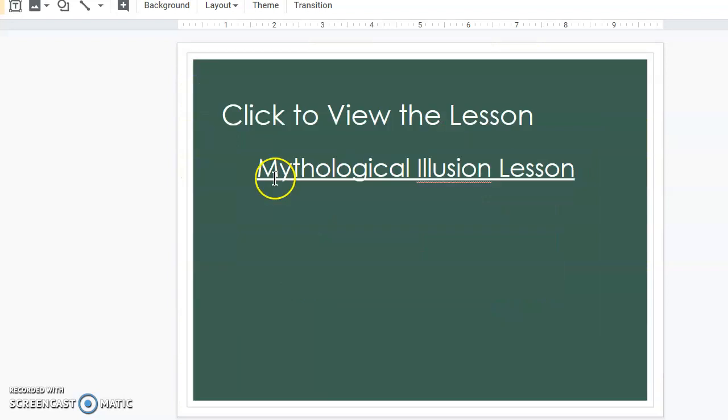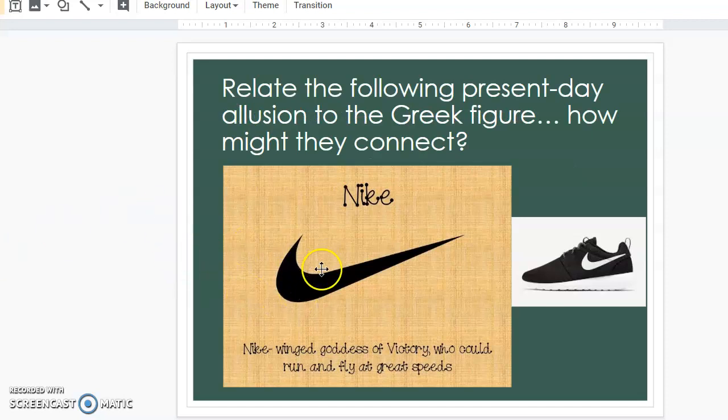On this slide, I want you to go ahead and take a minute and click on this link. On this link, you're going to learn a lot about how you can find various mythological allusions and the meanings of our Greek figures. So don't forget to click on this one. After you have clicked on that one, you're going to come back to this slide.